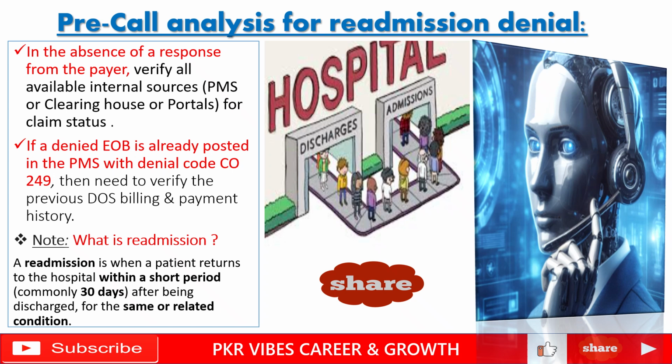If we billed again, are we submitting this claim within 30 days or after 30 days? Are we submitting this claim along with the condition codes or not? We should be aware of this kind of information and verify these details before calling the insurance. So these are the very basic pre-call analysis steps for a readmission denial.